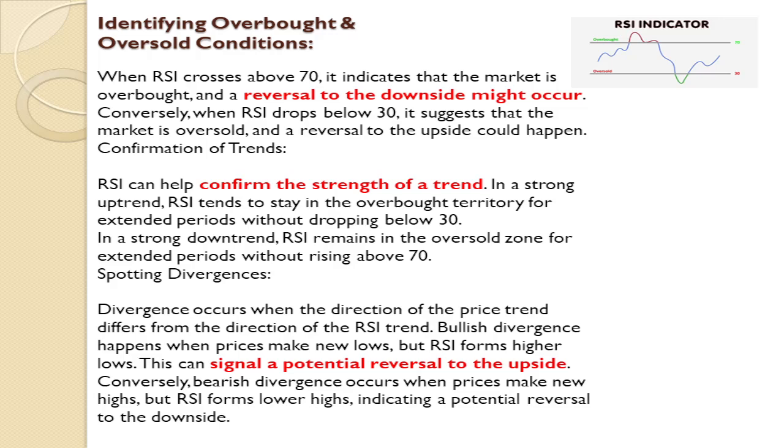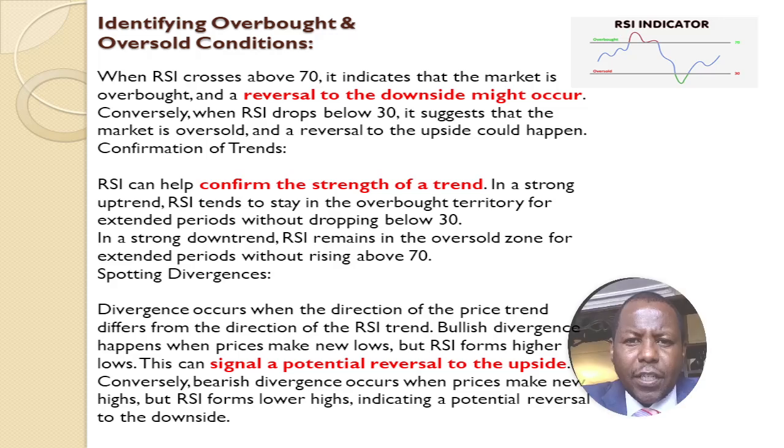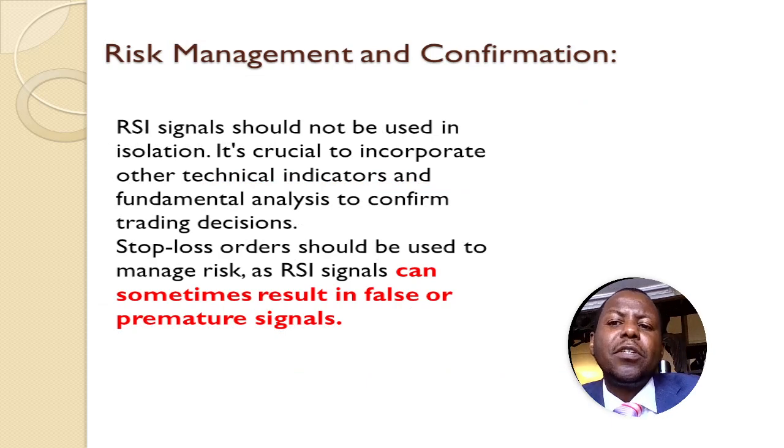So the divergence now would be that when we look at what the indicator is saying and what the price is saying, they are on different trends. That divergence can signal a particular thing. So quickly, let us now move from the issue of divergence and look at now a few other things in RSI that risk management has got to be done.